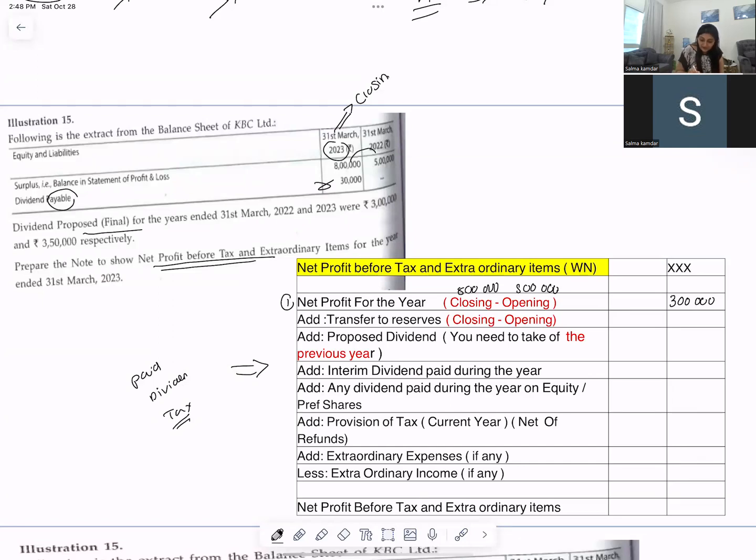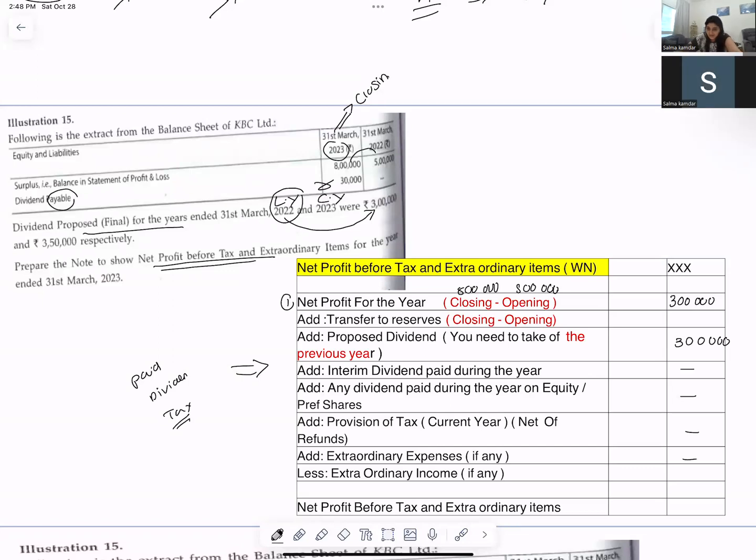You have proposed the dividend of the last year and the current year. So the dividend that you proposed last year, you are going to pay off in the current year. So the proposed dividend of the last year is 300,000. There is no interim dividend. There are no adjustments. There is no provision for tax. There is no extraordinary expense. There is no extraordinary income.